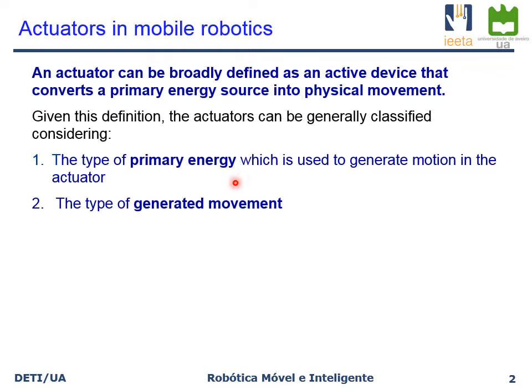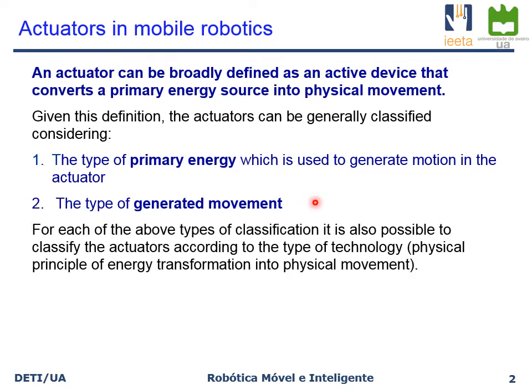The second type of definitions that can generally classify an actuator is the type of generated movement. So we look into actuators according to these two classes. For each of these above types in terms of classification, it is also possible to classify actuators according to the type of technology used by the actuator, which is basically the physical principle of energy transformation into physical movement.